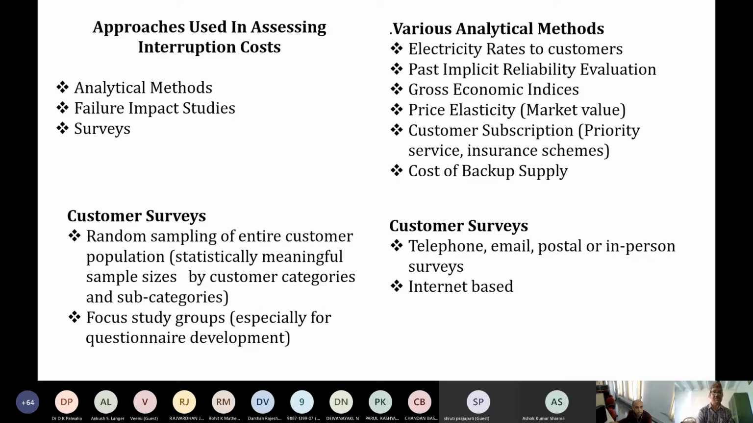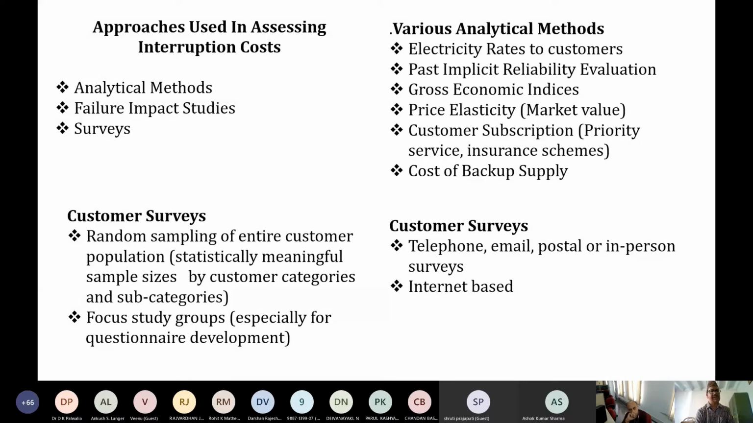Okay, what will be the cost of electricity interruption? But in customer surveys, one of the major focuses is that customers are in a better position to know what the costs due to supply interruption are. Okay, so that's why customer surveys are a preferred method of determining the interruption cost.